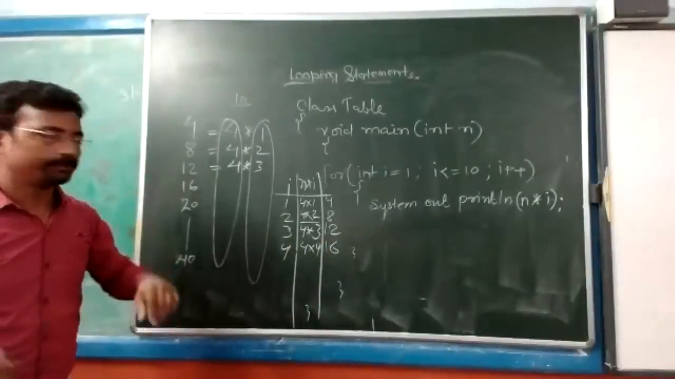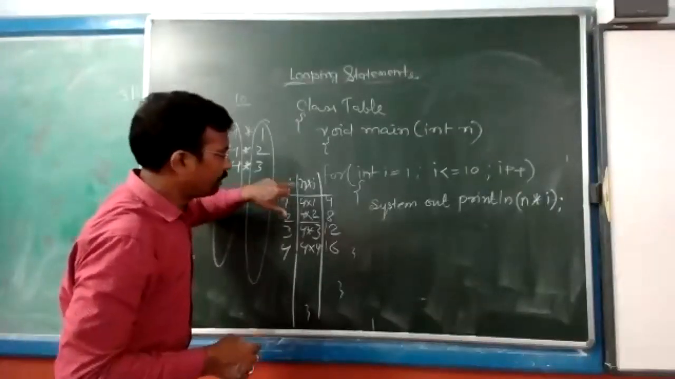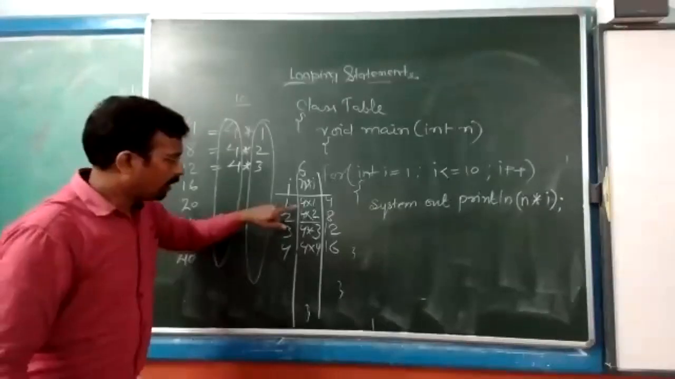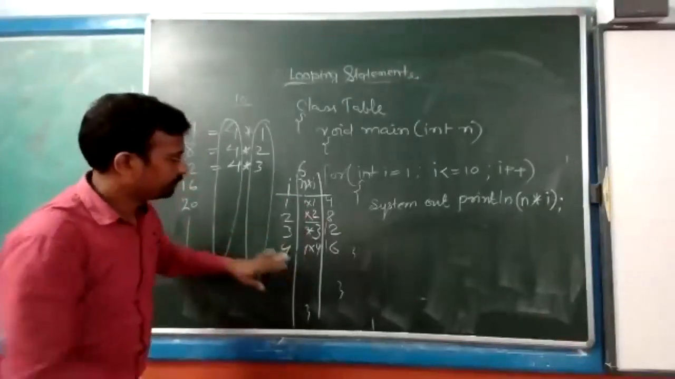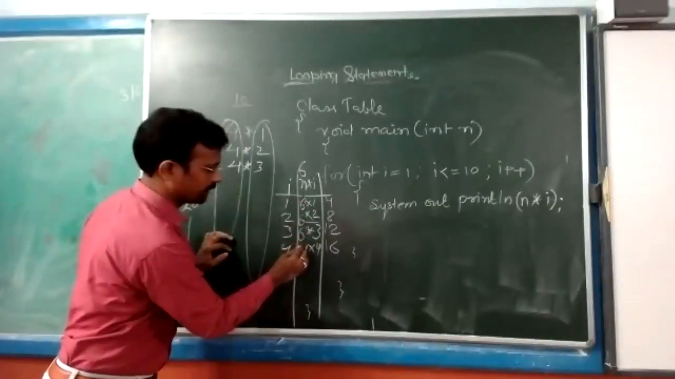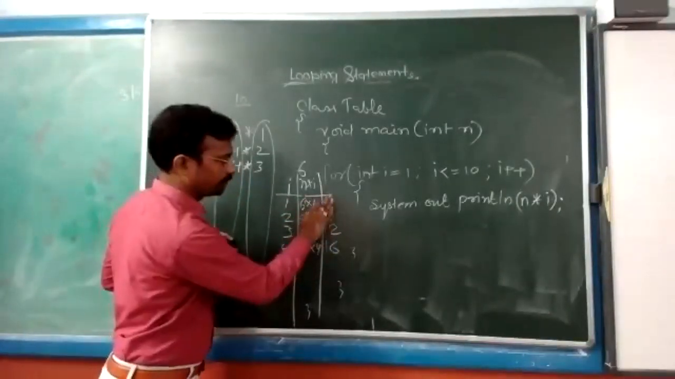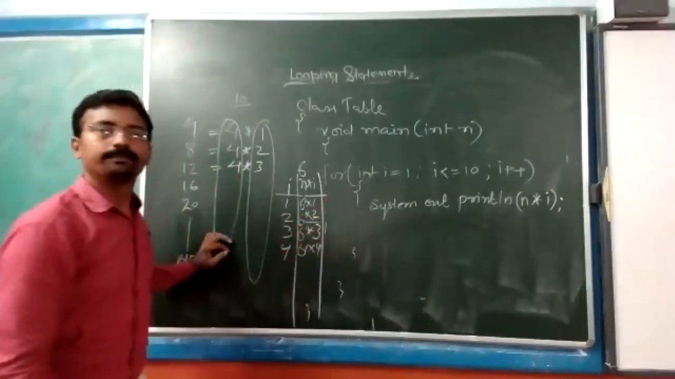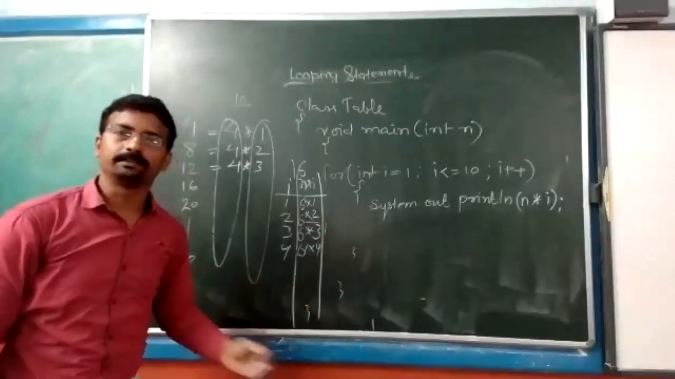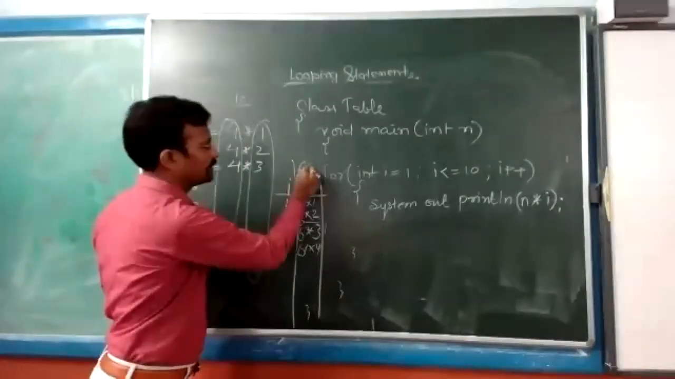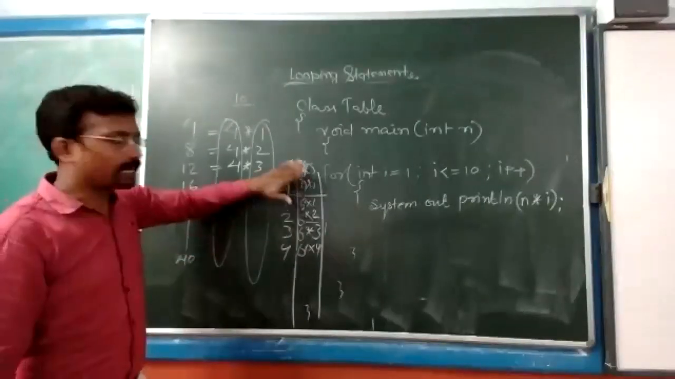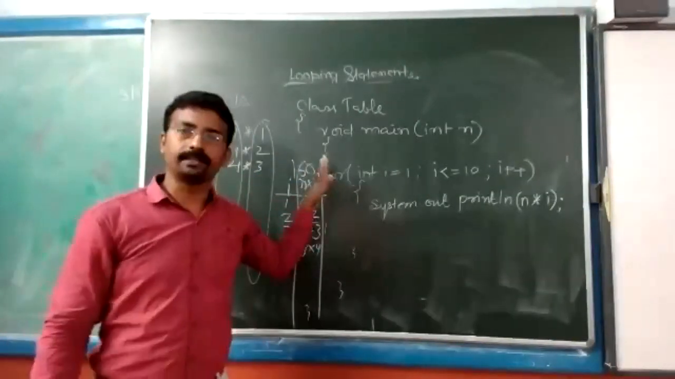Now you do one thing. This is n. At the place of n, you give 6. It automatically changes: 6 1 is 6, 6 2 is 12, 6 3 is 18, 6 4 is 24. You give another value, 16, and the 16 table will be there. You give another value, 160, and the 160 table will be there. So this kind of program logic is needed.